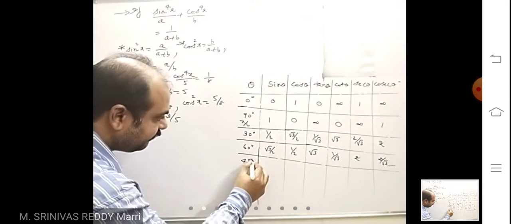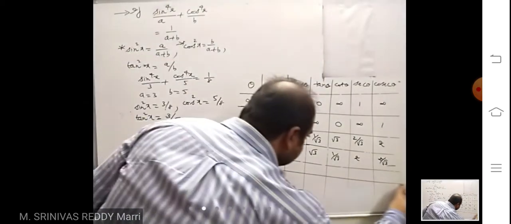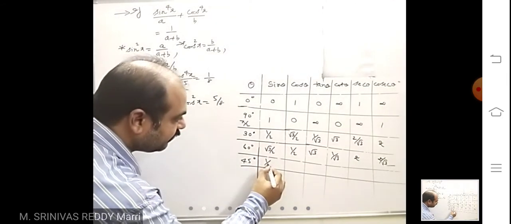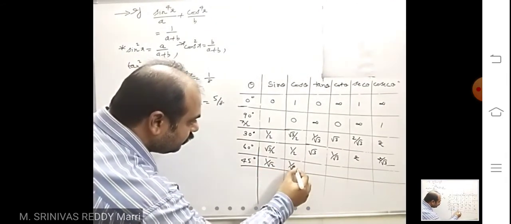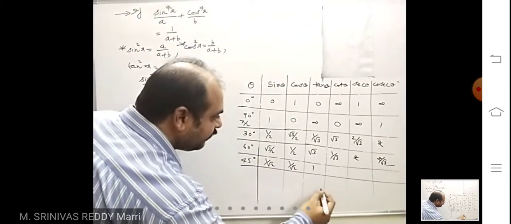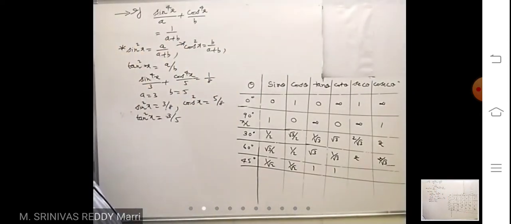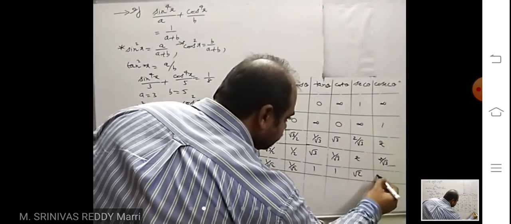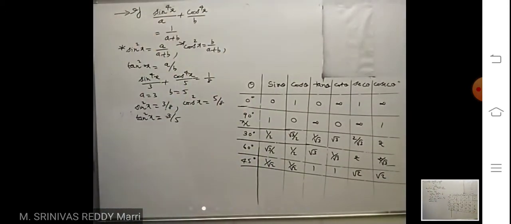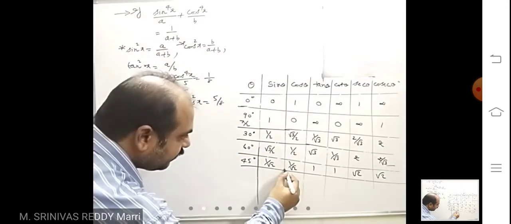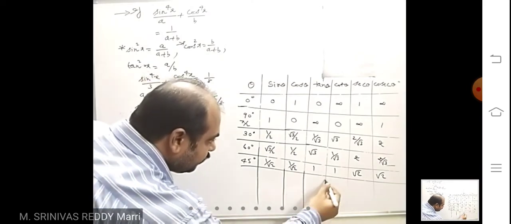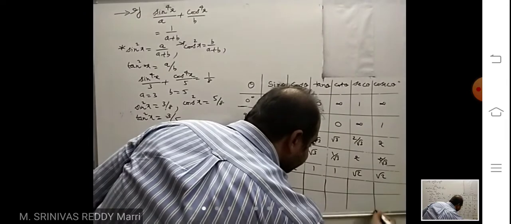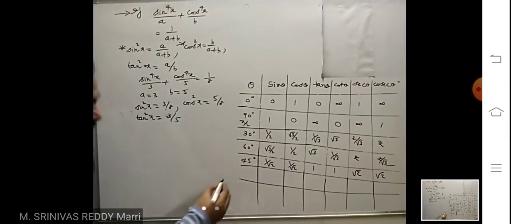Next 45 degree. This is one more angle. 45 degree means sine 1 by root 2, cos 1 by root 2, tan 45 is 1, cot 45 is 1. Secant means reciprocal of cos, root 2. So this is root 2, this is root 2. That is for 45 degree. And another angle you will come across always, 180 degree.